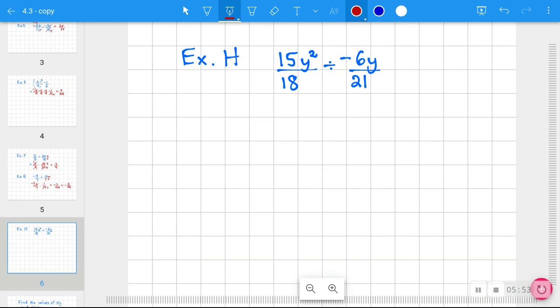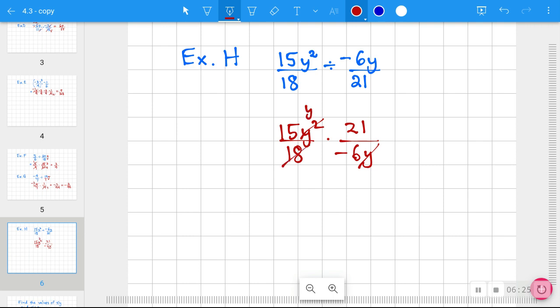Okay, example H. We're going to go ahead and make the familiar switch here. Change the division to multiplying by the reciprocal of the second fraction. Okay, let's see what we can cross cancel now that we've got a multiplication going on. This is y times y, and one of those two y's will cancel with the y along the bottom and leave you with an extra one up top.